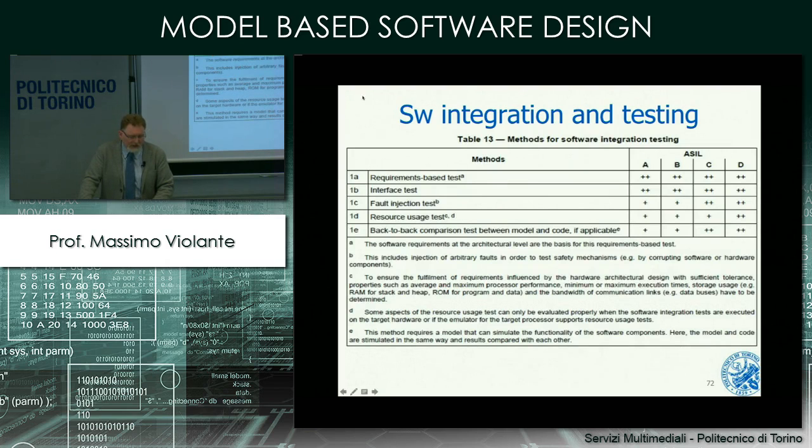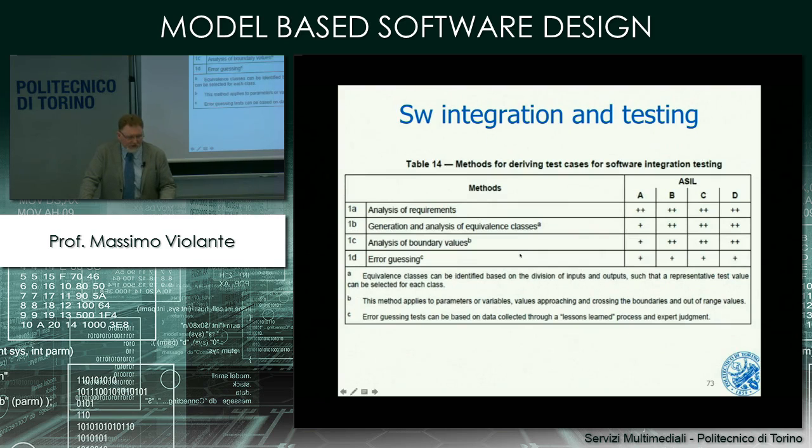Again, the methods are the ones that we have seen before: requirement-based test, interface test, fault injection, resource usage, back-to-back comparison between model and code. The methods for deriving the test are the same. So we do analysis of requirements, generation of equivalence classes, the analysis of boundary values. We will see this in detail, so don't be scared.